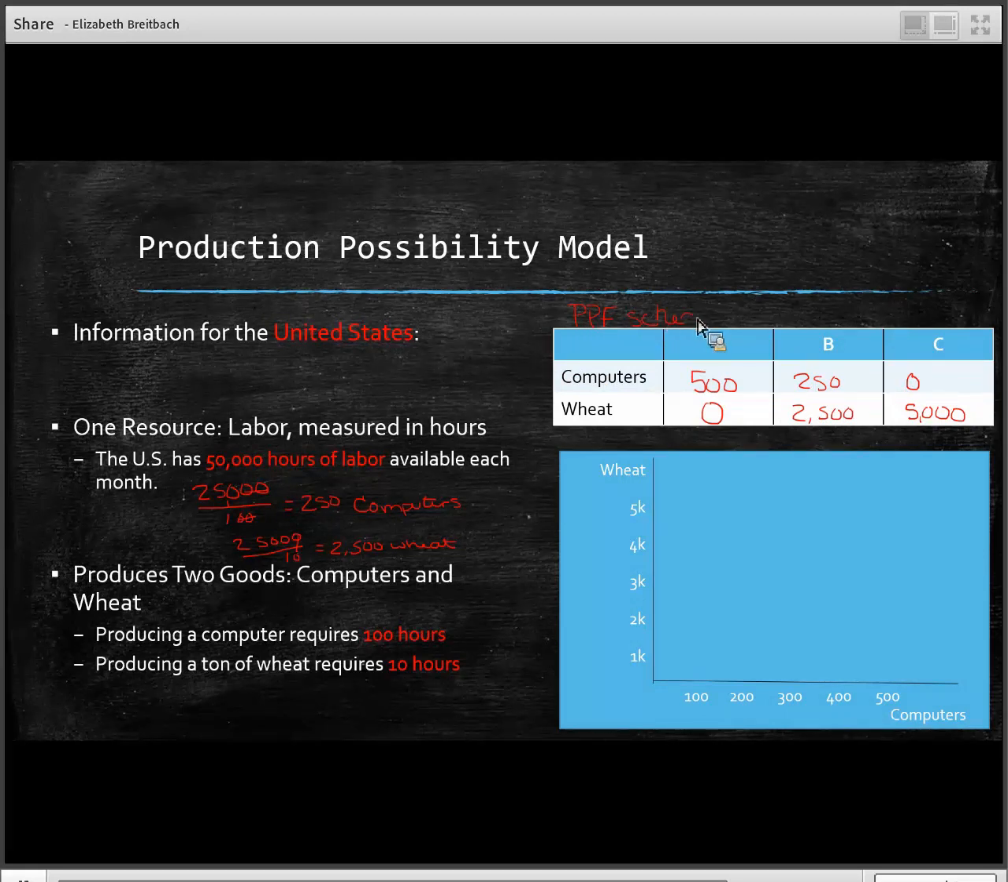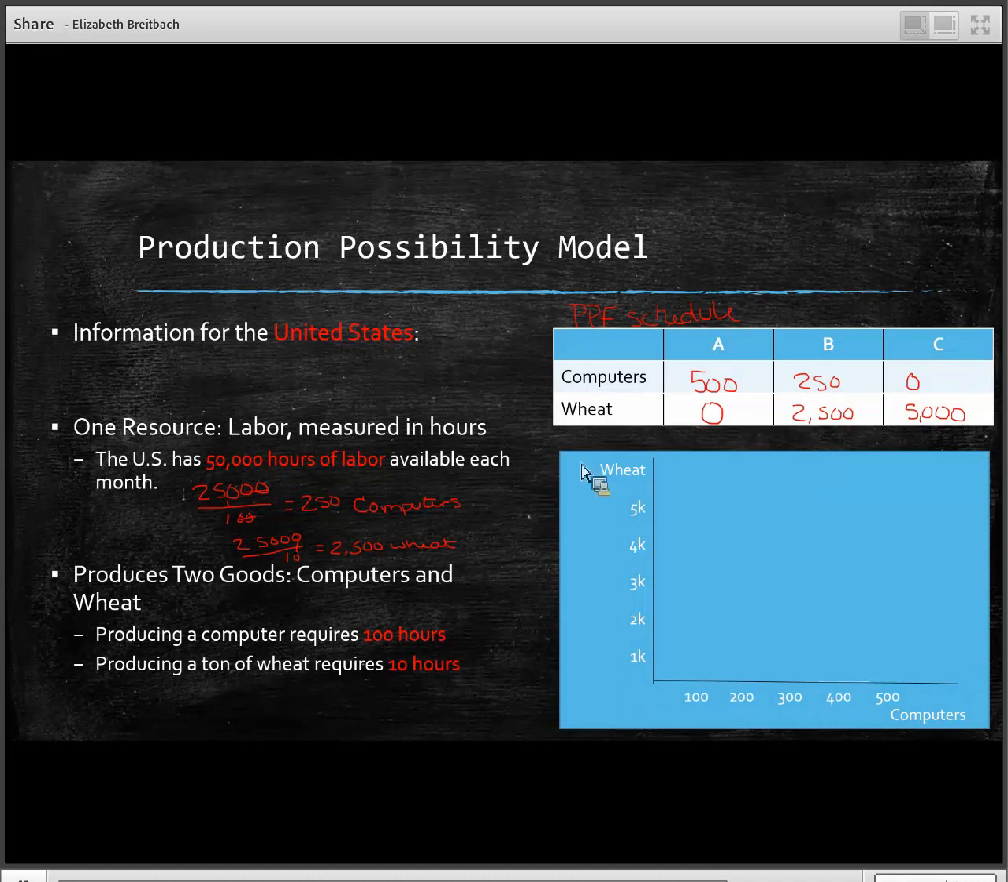So all it does is it lists those different production combinations for me, so I know what our productive capacity is. So I could produce 500 computers and no wheat, 250 computers and 2,500 tons of wheat, or I could produce no computers and 5,000 tons of wheat. And so those start to build the production possibility frontier.